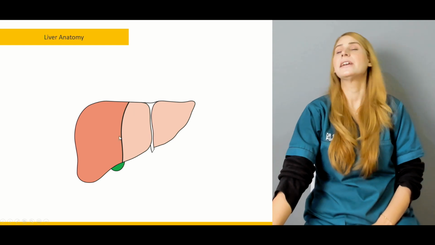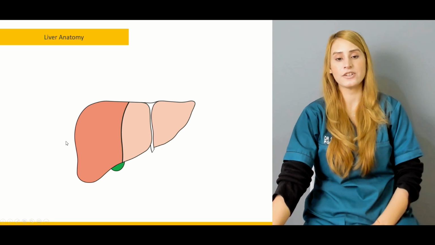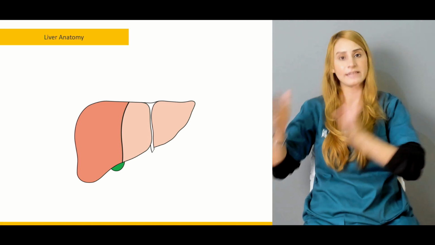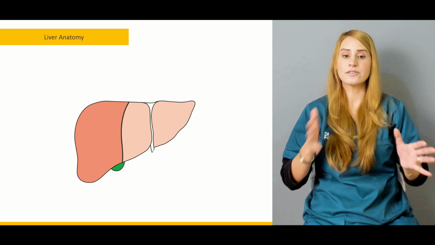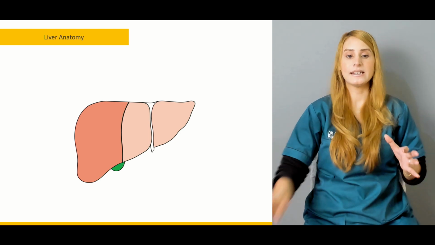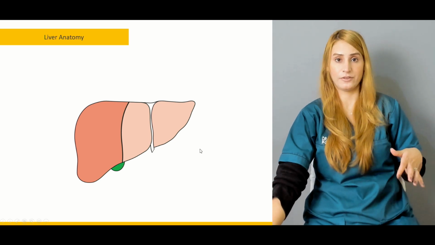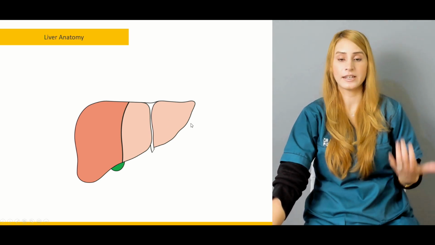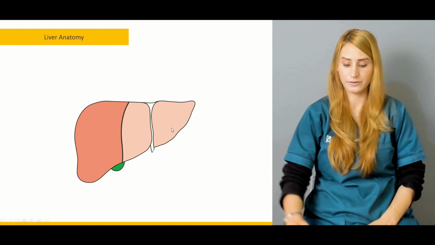Other than that, you have other peritoneal reflections as well, which are the right triangular ligament and the left triangular ligament. The right triangular ligament is attached to the right lobe of the liver, and the left triangular ligament is attached to the left lobe of the liver.